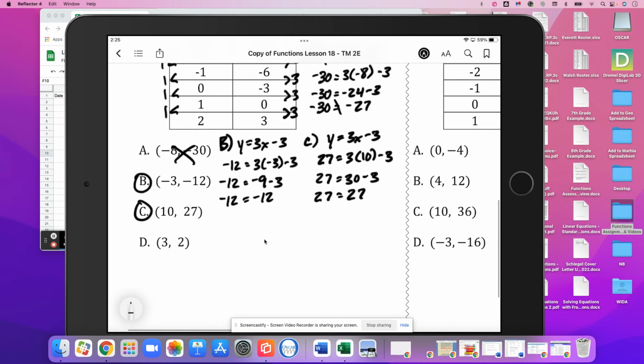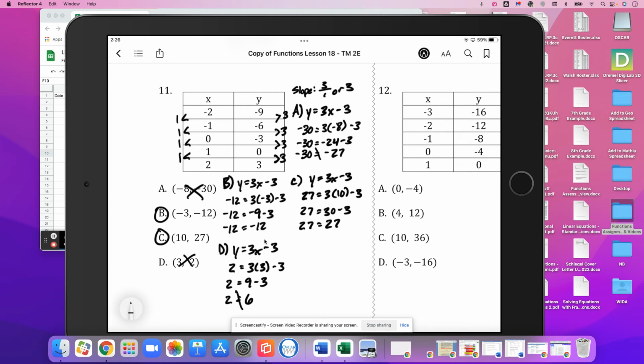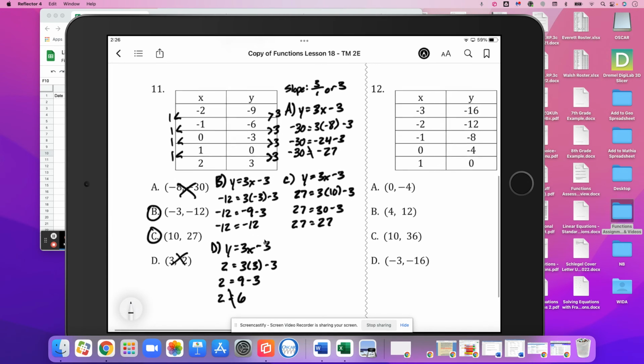And then last one for this problem, D. Y equals 3x minus 3. 2 is equal to 3 times 3 minus 3. This one's not going to work. 9 minus 3 is not 2. 9 minus 3 is 6. So no, D does not satisfy the function. Pull it out here a little bit so we can pause and get notes if you need that. And moving on to 12.